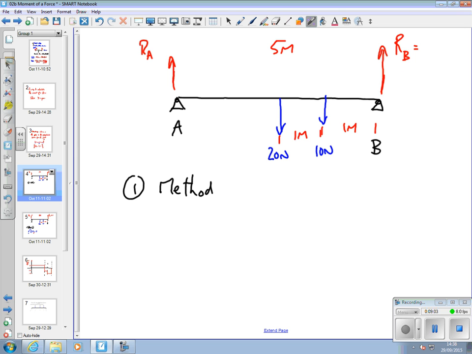Because if you're doing this at work, somebody said to you, calculate this for me, I would want to feel confident that was right before I went to my boss and said, this is the value. This is the size of the beam you need to buy to hold that force. So let's have a look.